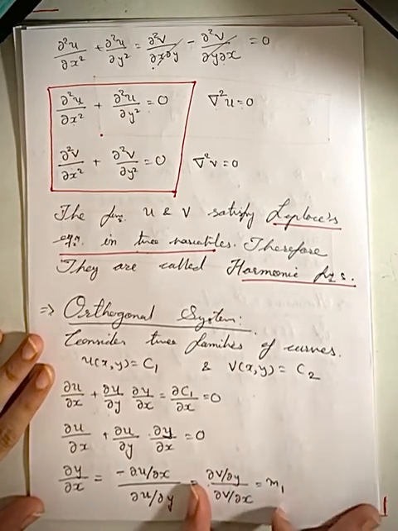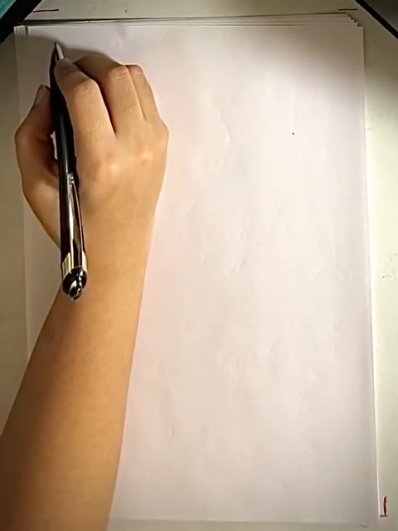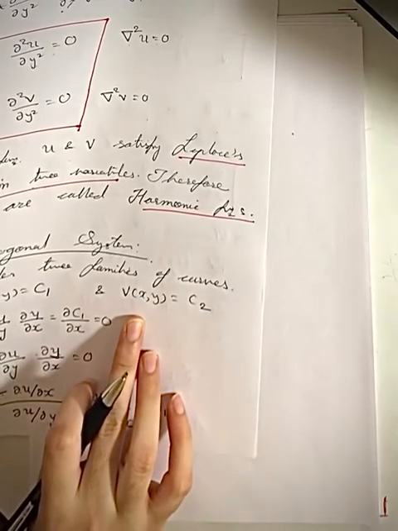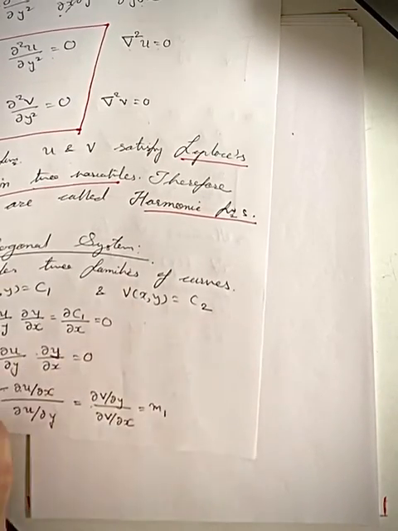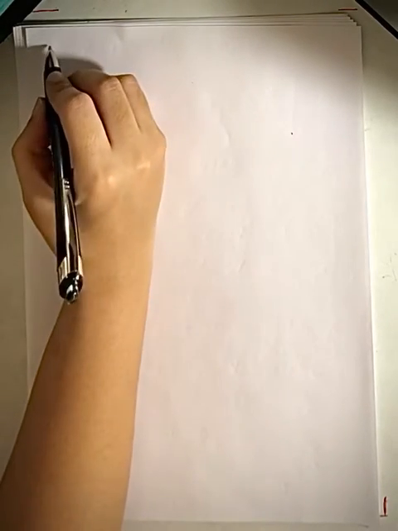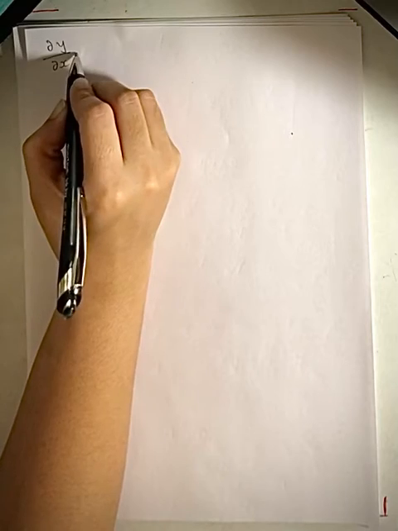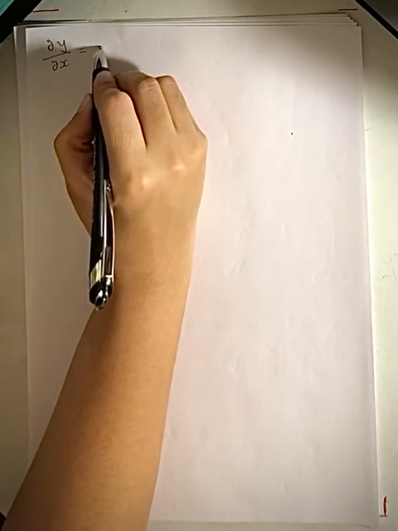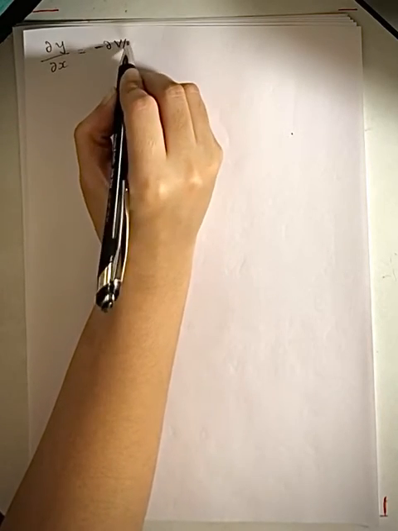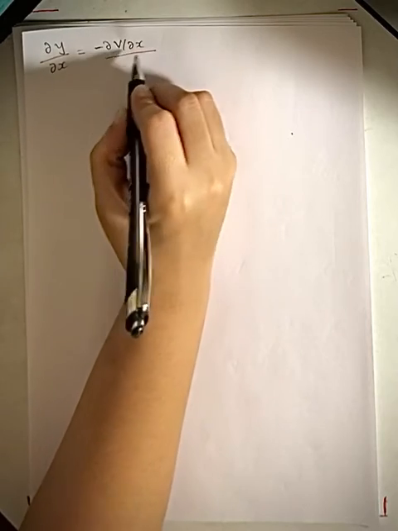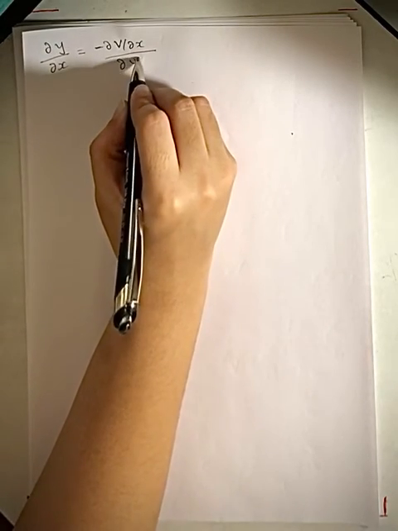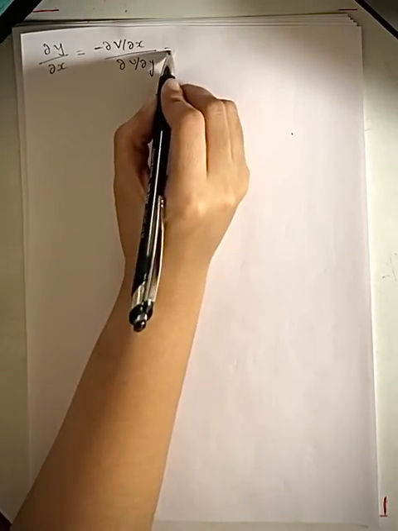And similarly, if you differentiate this second family, this v, again with respect to x, and you go through the same process, then you will end up with del y by del x is equal to minus del v by del x upon del v by del y. I call it M2.